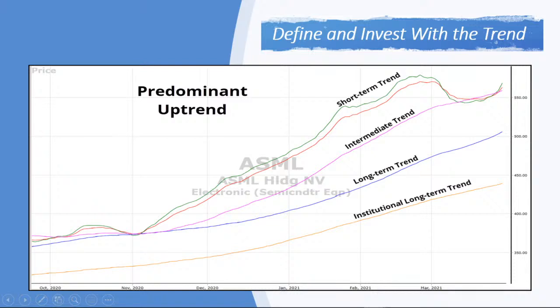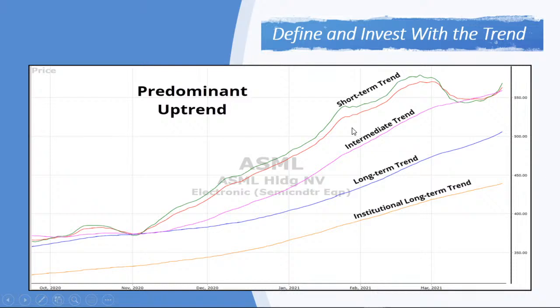So you can be in a short-term downtrend, but in an underlying or intermediate trend. For example, with ASML, we don't have price on the chart, but if price fell below, let's say, a 13-day EMA, right? That tells us that the short-term trend is down, right?